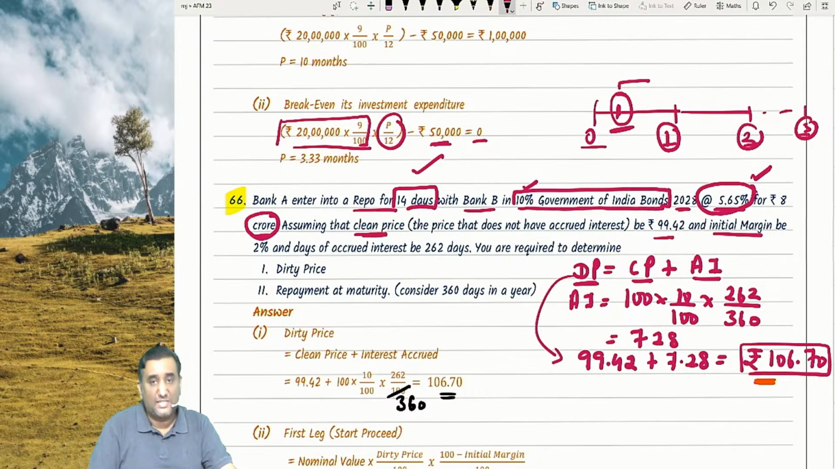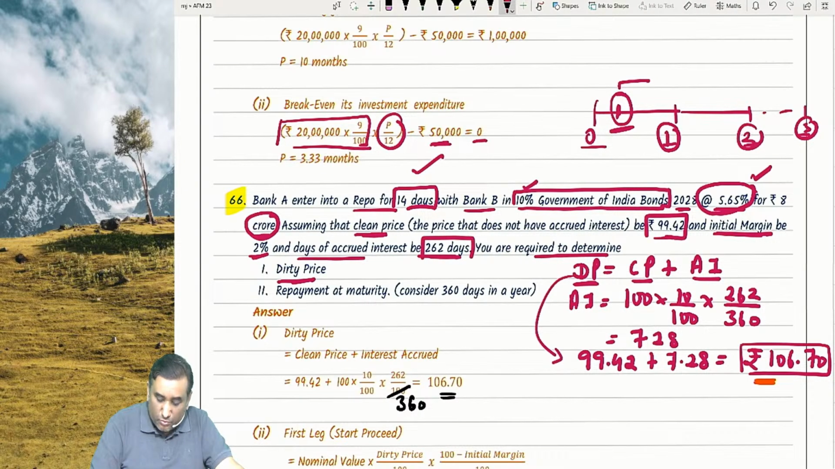Assuming that clean price is that price which does not include any kind of accrued interest. Accrued interest is if last interest was paid some time back, the next interest will be coming after some months. So if I'm standing somewhere between two coupon dates, the bond clean price plus the accrued interest, the period which has lapsed, is called the dirty price or the full price. Assuming clean price is 99.42 and initial margin is 2%. What we do with initial margin I'll do in the practical sum only, and days of accrued interest is 262 days. You are required to determine the dirty price.